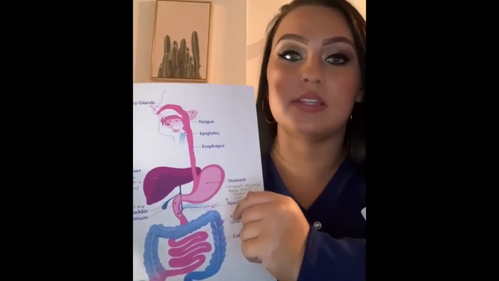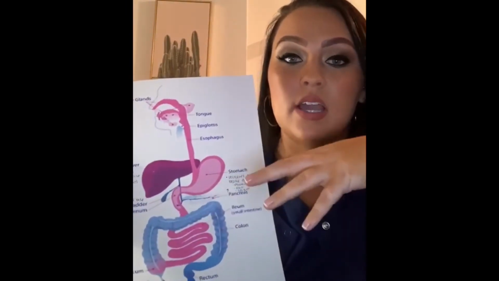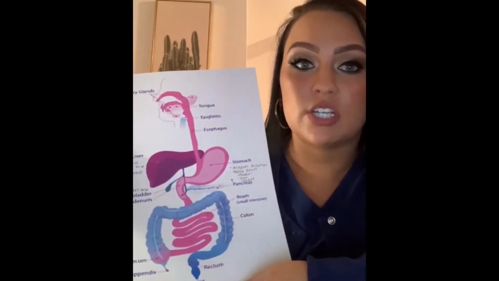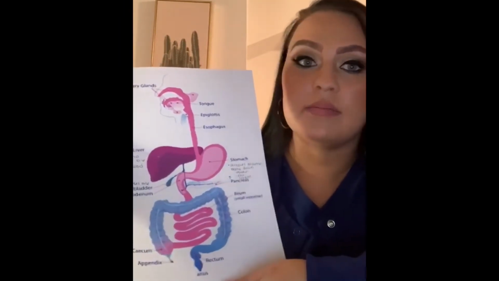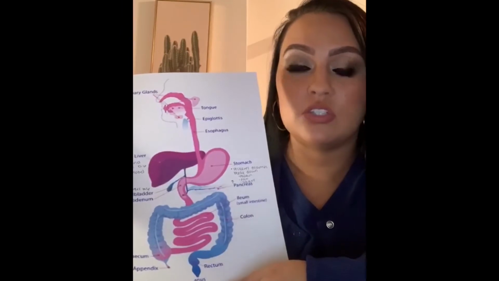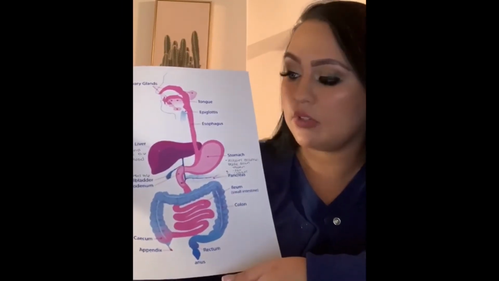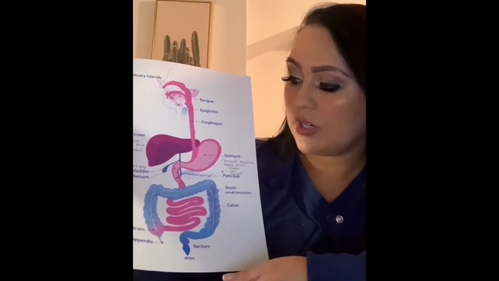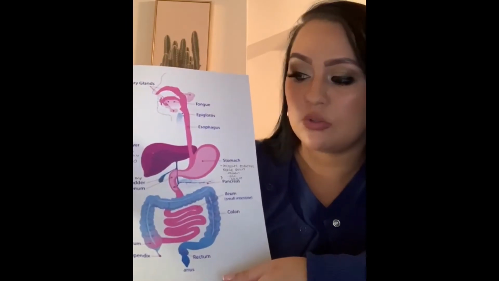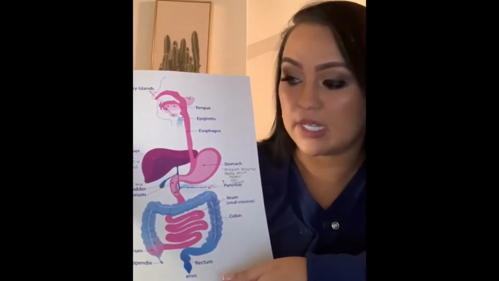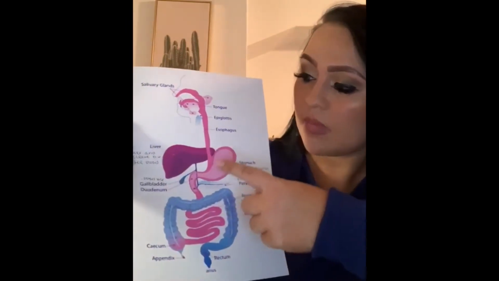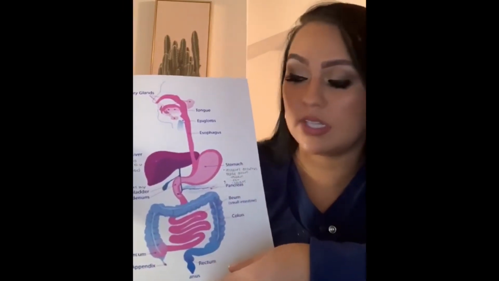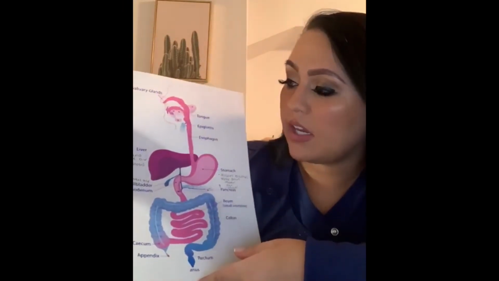So in our stomach, this is where the food is held and it is digested. We have enzymes in our stomach that begin to break the food down. So the food is stored in our stomach and broken down into a form that then can be moved into our intestines. There's accessory organs that are involved in the gastrointestinal system, like our liver.